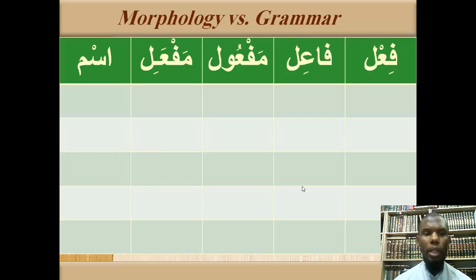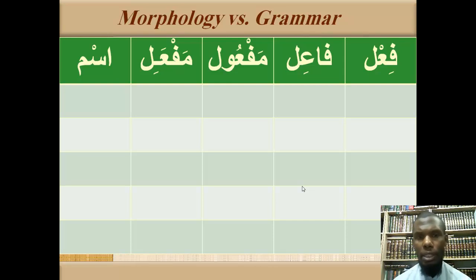So the different forms that we've talked about, we start with the fi'l, and then we have the fa'il, wazn fa'il, wazn maf'ul, wazn maf'al or mif'al, maf'il, which is for a place or time. Fa'il is for a doer, maf'ul is for the object, maf'al, place or time, and then the ism, what is the noun that comes from that verb.